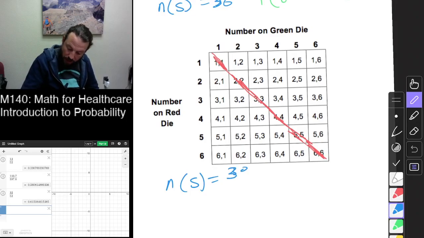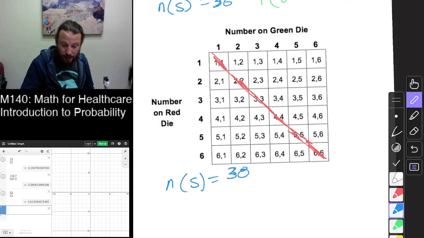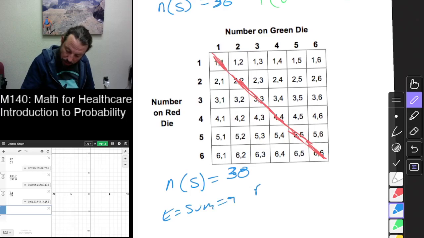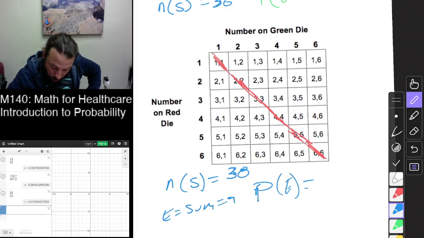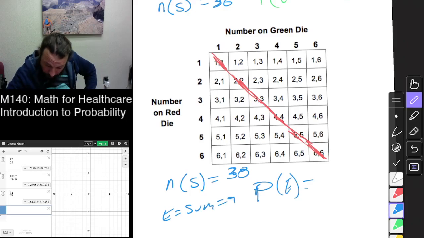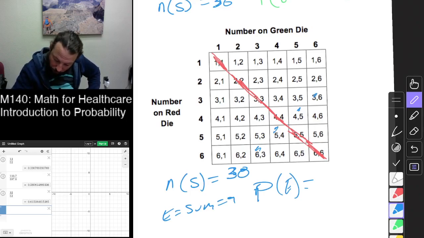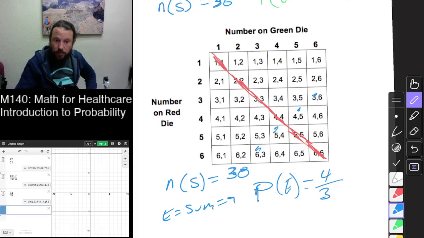Now we want the event E that the sum of the two papers is 9. For the probability of E, we just have to find the size of E. Nine is going to be this 6, 3, 5, 4, 4, 5, and 3, 6. That turns out to be 4 out of 30.